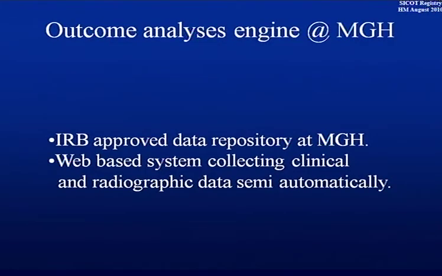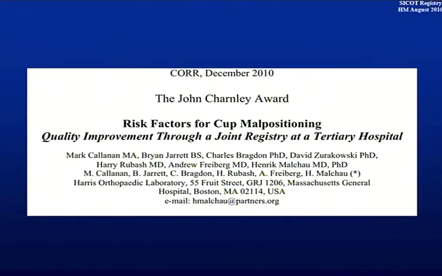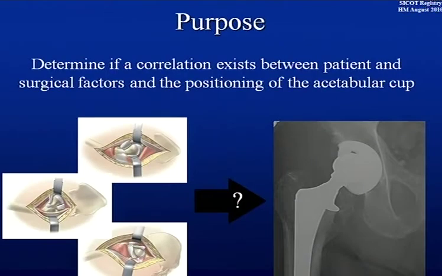So we started up 7, 8 years ago at MGH, a registry that capture clinical and radiographic data from any patient coming operated in the system. And we analyzed cup position and got the Shanley Award for that at the recent meeting, and this paper is accepted, and I have it in Blueprint. You can find it in Core in December this year. So we looked if there's a correlation between patient and surgical factors and the positioning of the acetabular cup.